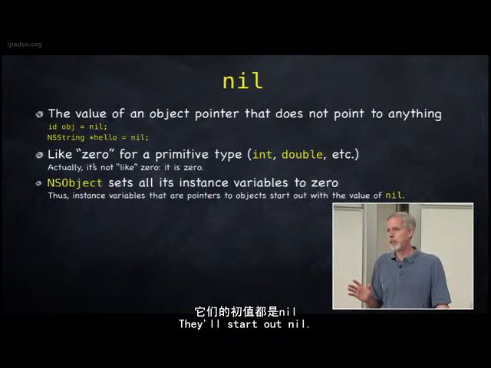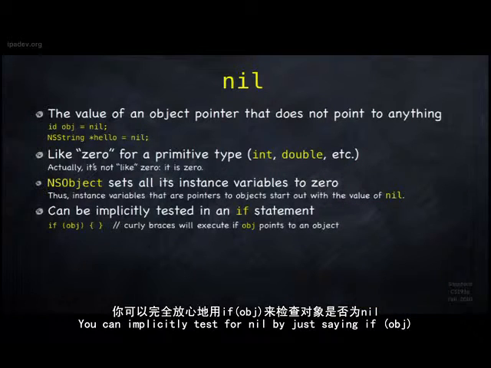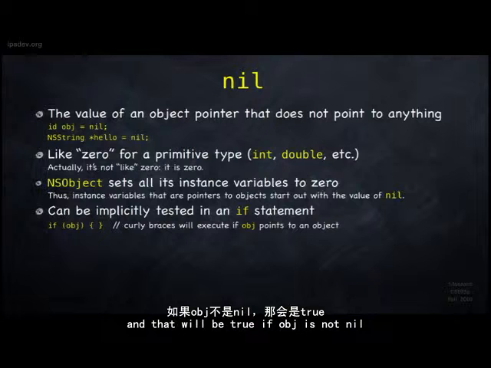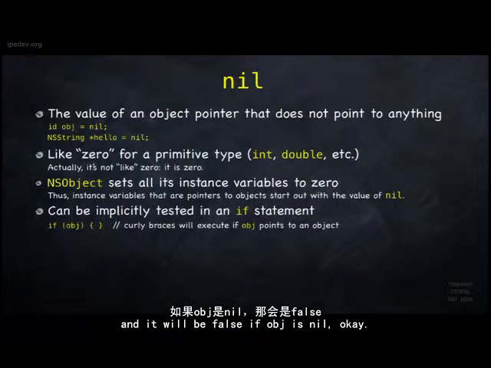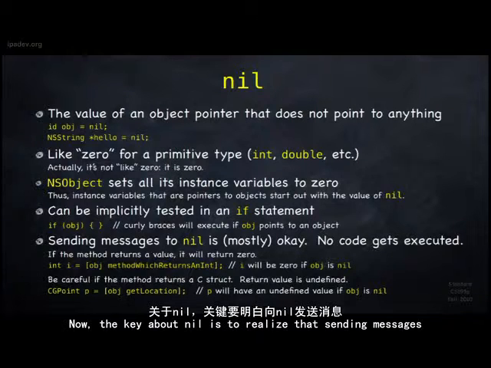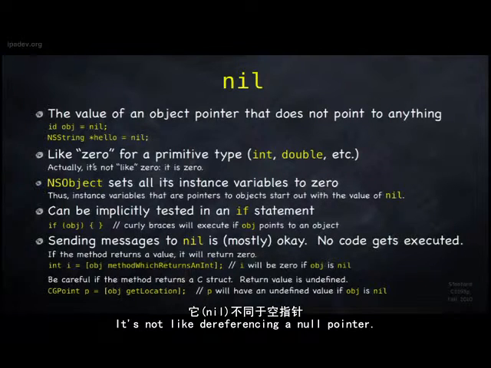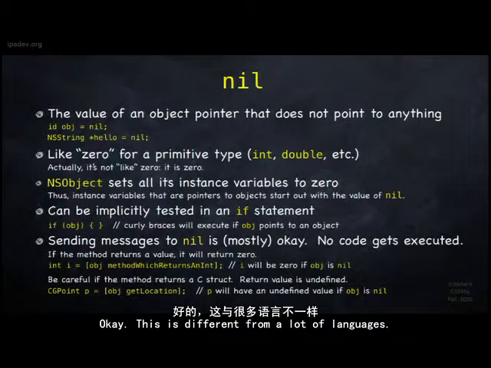They'll start out nil. Like in our calculator brain, we had that waiting operation. It starts out nil. You can implicitly test for nil by just saying if (obj), and that will be true if obj is not nil, and false if obj is nil. Okay? So, it's straightforward. Now, the key about nil is to realize that sending messages to nil does not crash your program. It's not like dereferencing a null pointer. This is different from a lot of languages.